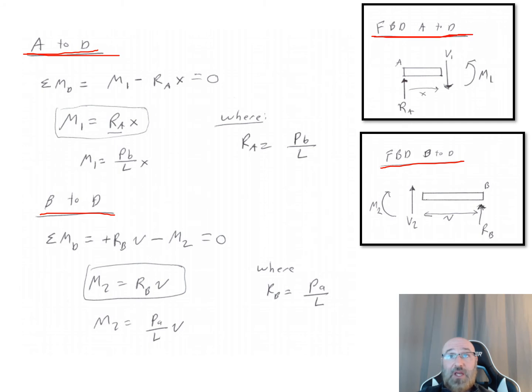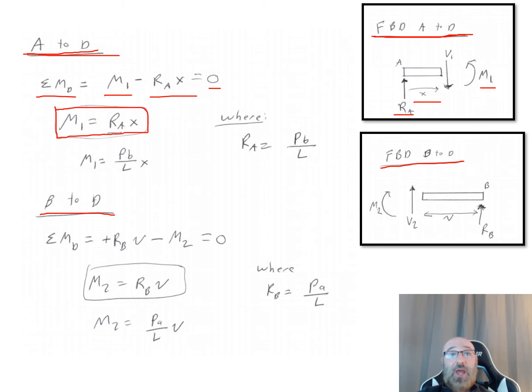So let's take a look first at our section from A to D in this free body diagram here. And with this here, we can say, okay, summation of moments about D is equal to 0 for equilibrium. What are those moments? Well, we have this moment M1 from our free body diagram there going counterclockwise, so that's positive. Then we also have this moment from our reactionary force R_A times the distance x right there, which is going clockwise, which is negative. So M1 minus R_A x is equal to 0. Rearrange that and we can say M1 is equal to R_A x.